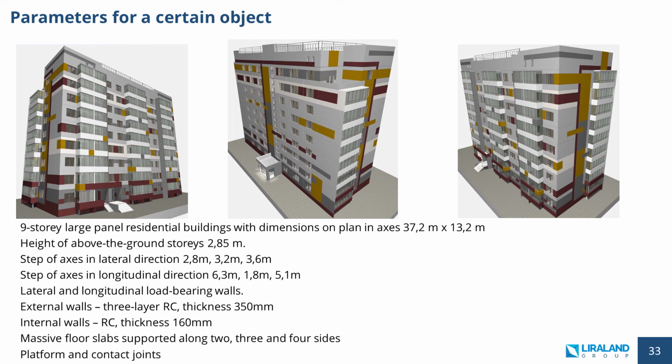A 9-story residential large panel building with a planned size of about 40 meters by 13 meters in excess. Lateral and longitudinal walls are load-bearing ones. Massive floor slabs supported along 2, 3 and 4 sides. Also there are platform and contact joints.